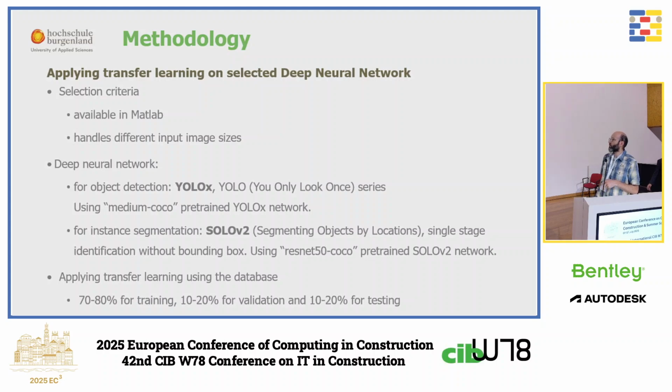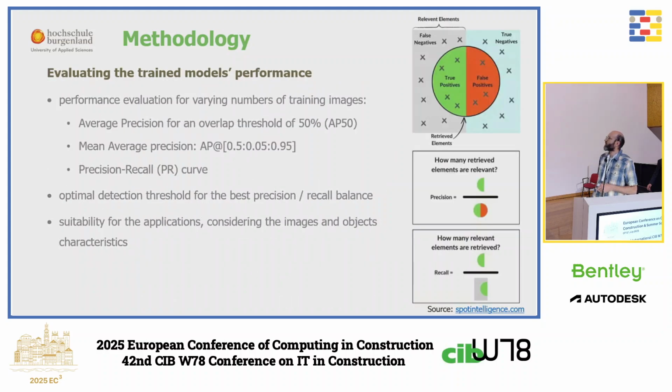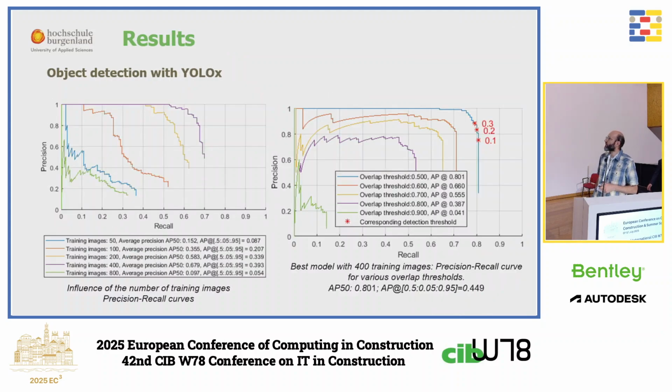We used a COCO pre-trained network, and saved 10 to 20% of the data for validation and testing at least. Now, how we evaluate the data: with the precision-recall curve and the detection threshold.